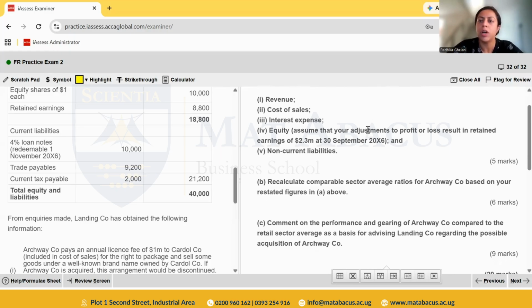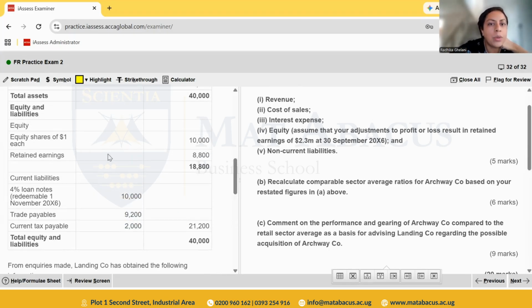They said to assume that your adjustments to profit or loss resulted in retained earnings of 2.3 million at 30th September 2016. Okay, so they're saying assume retained earnings, as a result of us adjusting all those things, is supposed to be 2.3 million. Now, what would equity be? Equity would obviously be the total equity section, which is 10 million of the share capital. Retained earnings, they've told us to take as 2.3 million.